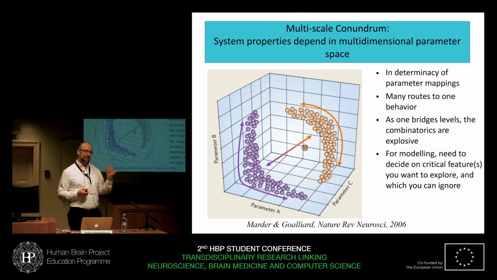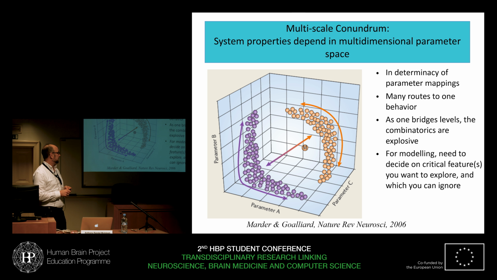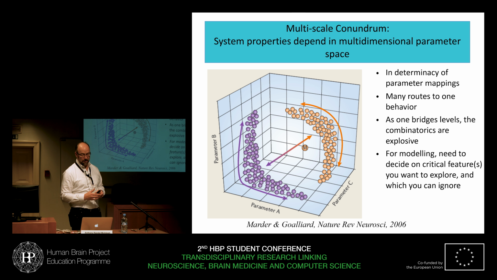So to do that, you have to make an approximation of what you're going to ignore in terms of the features of the model to allow you to at least make some speculations, if you will, of the behavior in this space. So the last part here is really the key point I want to make about this particular slide. For modeling, you need to decide on the critical features you want to explore, and importantly, which ones you're going to ignore. And make that very explicit when you're talking about your models to other people.